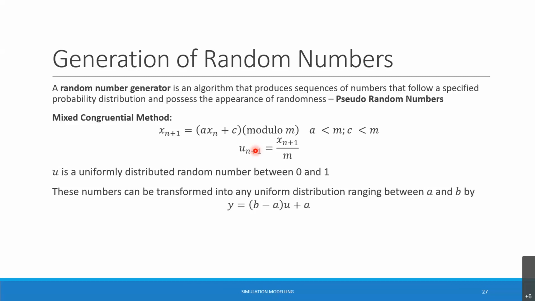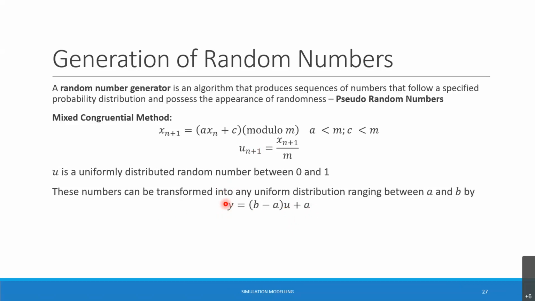I can always transform this to some other uniform distribution. Say, for example, I want a number which is uniformly distributed between A and B. Then I can always convert this U to Y: Y equals (B minus A) times U plus A. So this Y ranges between A and B, and is uniform. But at all times we are not interested only in uniformly distributed random numbers.